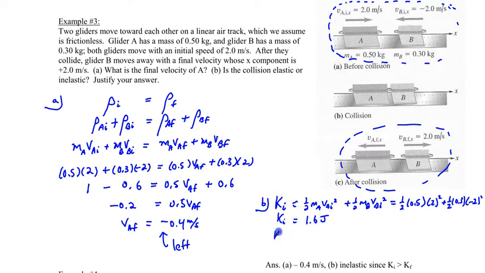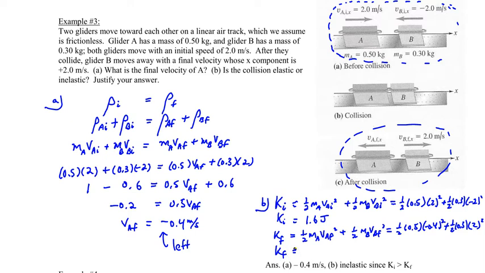And then let's check the final kinetic energy using 1/2 mass A times velocity A final squared plus 1/2 mass B times velocity B final squared. That's 1/2 times 0.5 times the velocity we got earlier, which is negative 0.4 squared, plus 1/2 times 0.3 times velocity of 2 squared. And that will give you a kinetic energy, finally, of only 1.04 joules.